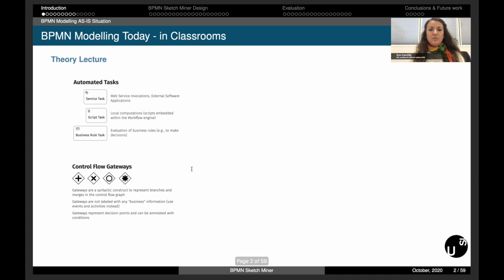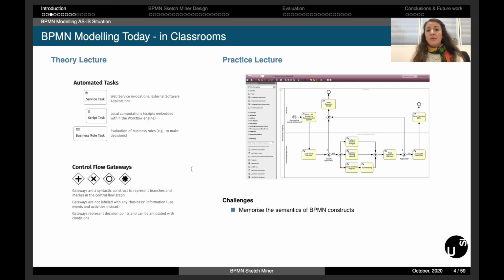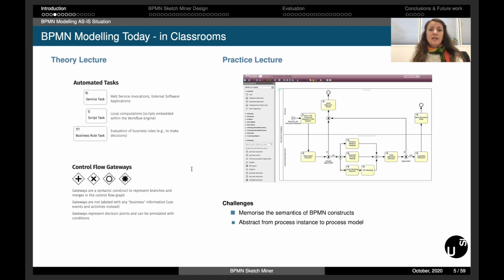Today in classrooms, usually absolute beginners in BPMN are initially presented the semantics and syntax of the language, and then they are given the opportunity to use a graphic tool. The challenge here is that the students need to memorize the numerous different constructs of the language, and we have also noticed that they often struggle with abstracting from process instance level to process model level.